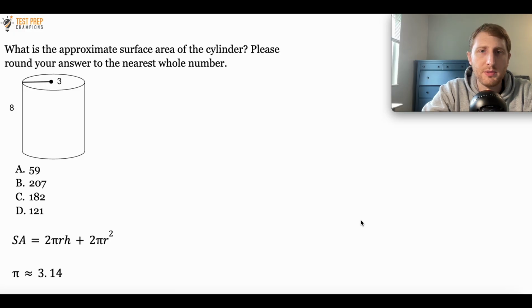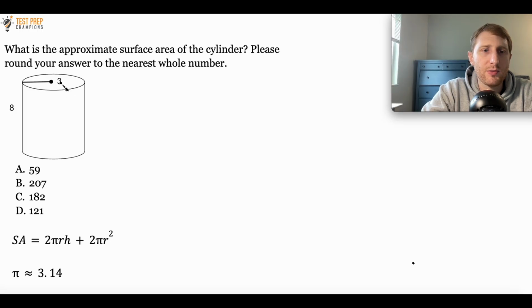What is the approximate surface area of the cylinder? Please round your answer to the nearest whole number. So now's your chance, if you'd like to pause the video, try to figure this out. The formula that you'll need is listed down here, and just know that on your test, you'll want to go to the formula sheet to look that formula up. And I'm just giving it to you to save some time since we're just practicing. So let me give you a chance now to pause the video, try this out, and then whenever you're ready, just unpause it and we'll talk about it.